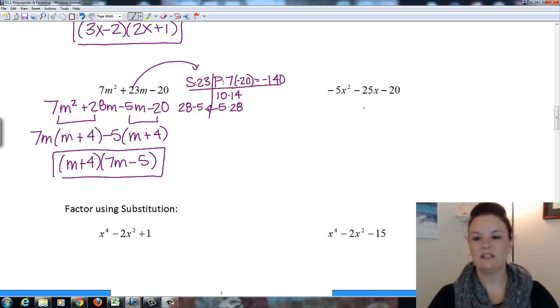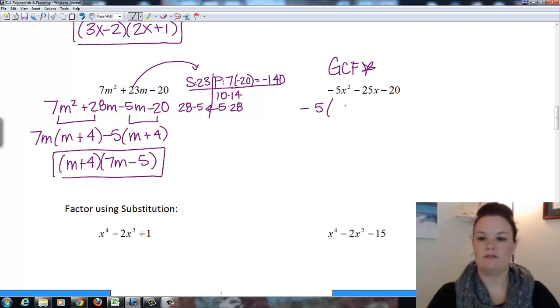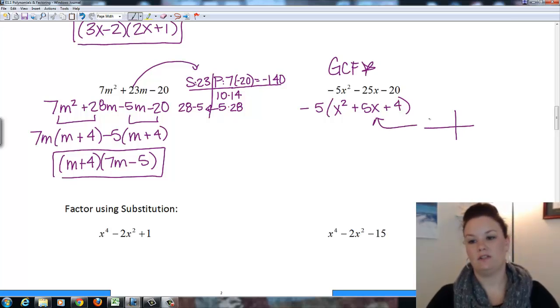Okay. This next one, same idea. The only difference here is we have a greatest common factor. We're going to take the greatest common factor off first, which is negative 5. When I take off a negative 5, I'm left with x squared plus 5x plus 4. Okay, and then with what's left over in here, I'm going to do sum product. I need something that combines to 5 that multiplies to 4. The only way to get 4 is 2 and 2 or 4 and 1. Obviously, we're going to do 4 and 1.